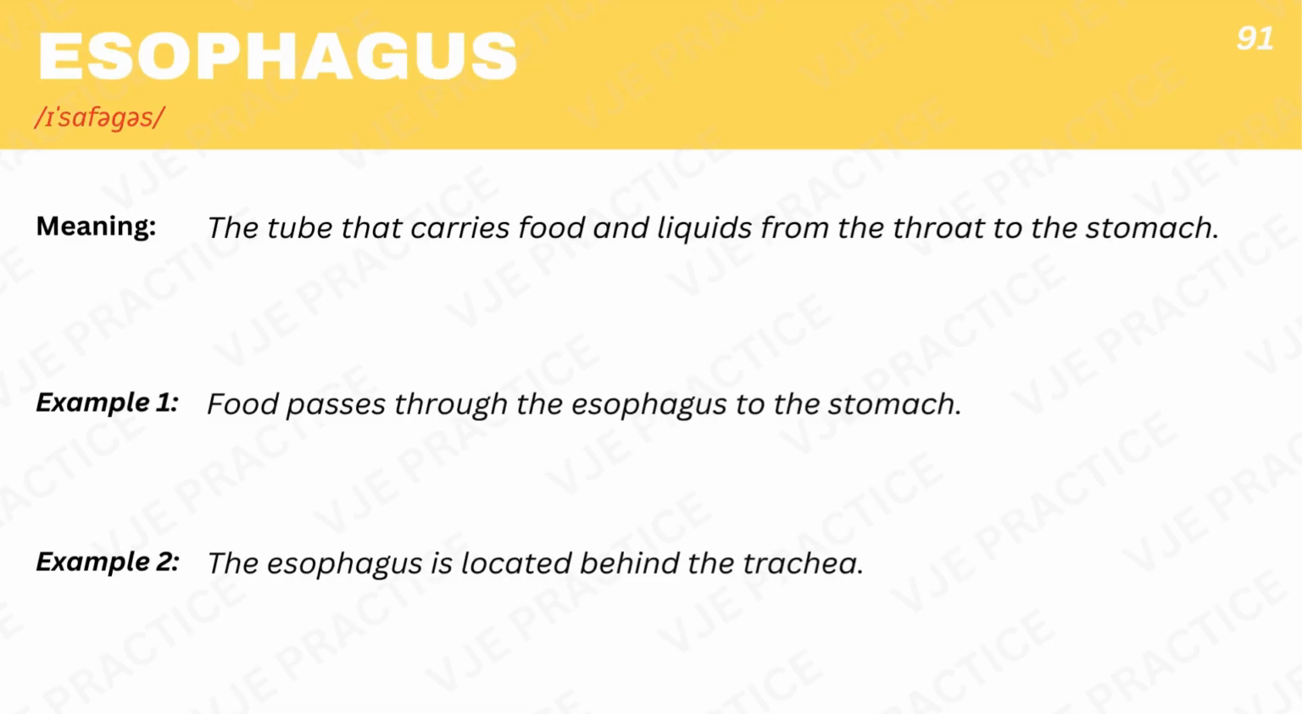Esophagus, the tube that carries food and liquids from the throat to the stomach. Example 1. Food passes through the esophagus to the stomach. Example 2. The esophagus is located behind the trachea.